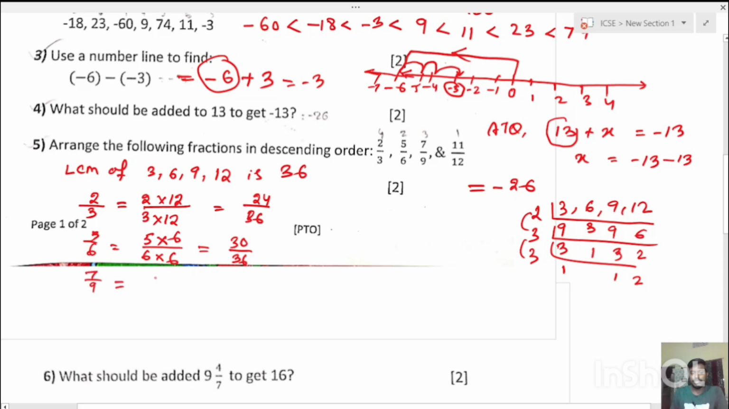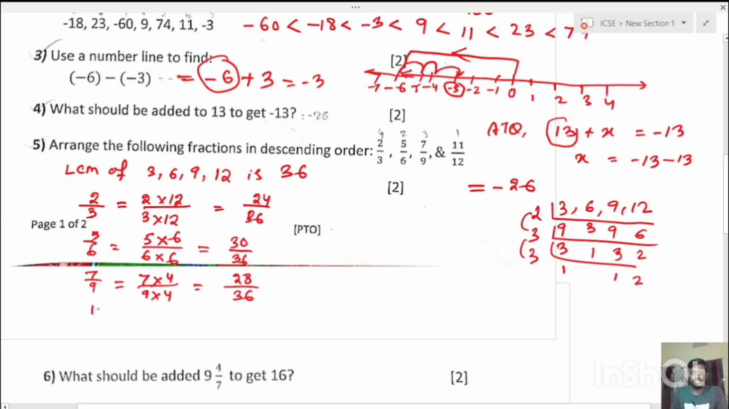So 7 into 4 and 9 into 4. So 9 into 4 is equal to 36. Now multiply 4 with the numerator as well. So the answer is 28 divided by 36.